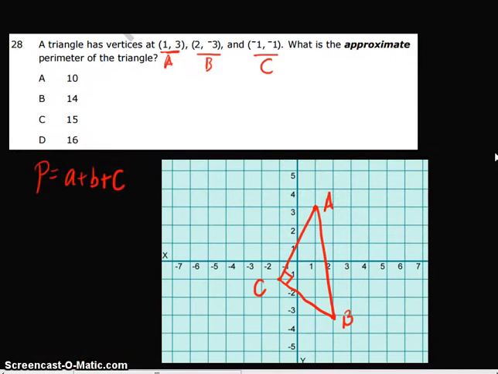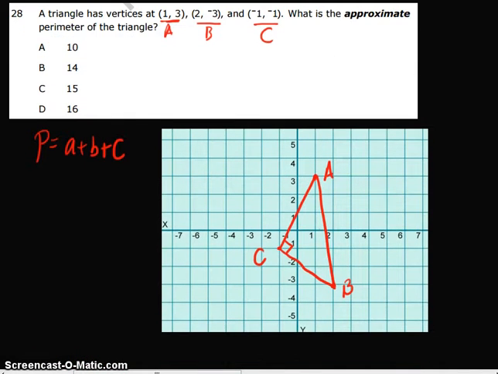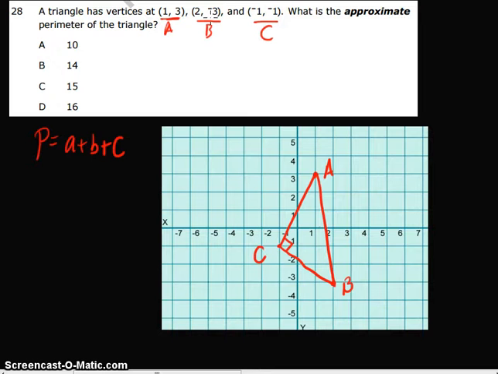Okay, question number 28. We have a triangle ABC. I label them ABC with vertices (1, 3), (2, -3), (-1, -2). And we want to find the approximate perimeter. Now the perimeter is the total length of this closed shape, the triangle.